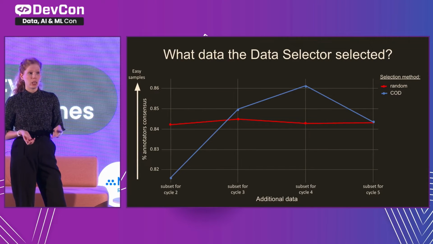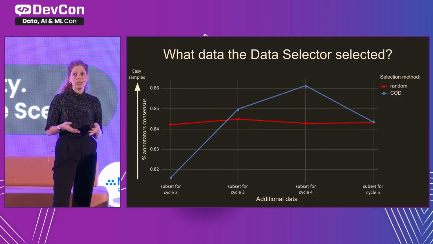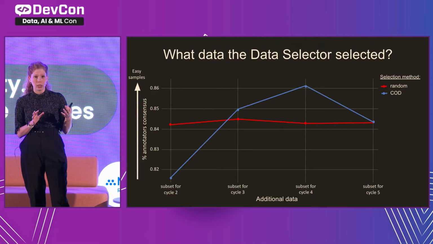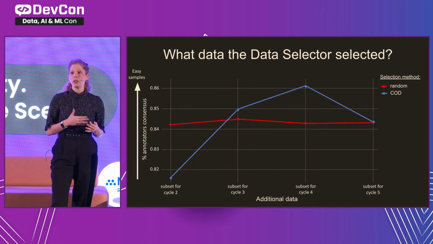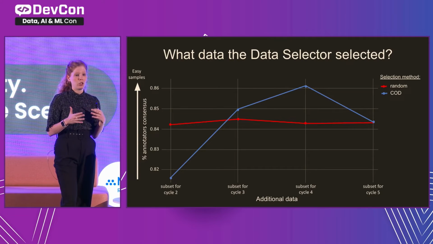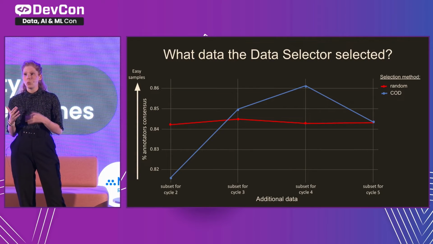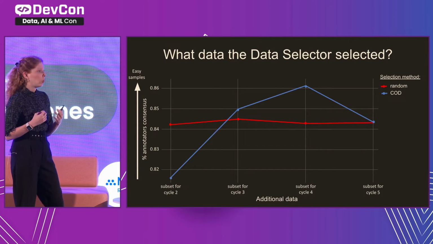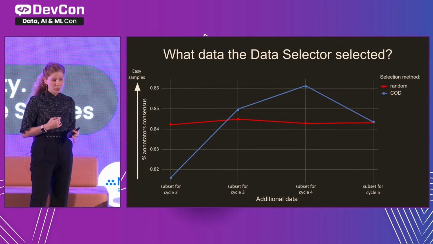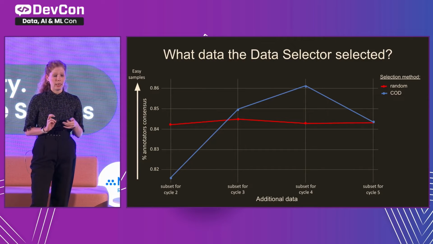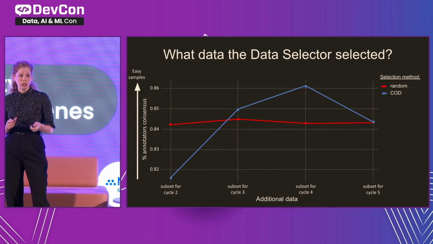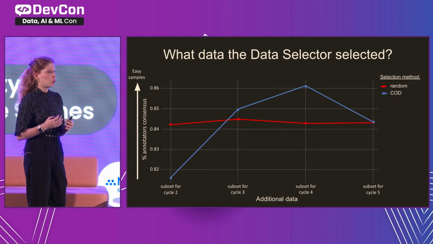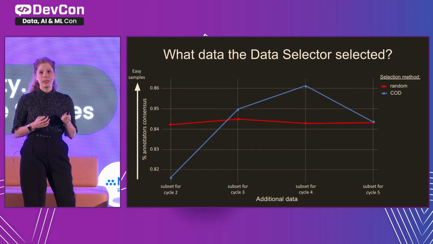The y-axis is the consensus between the annotators, and the x-axis is the data set that our data selector chose at each execution between 2 consecutive training cycles. What we can see here, again, the red is random sampling, and it's pretty much a flat line. Just as expected, we choose randomly, we get similar consensus, and the blue line is when we choose our data wisely using the consistency method. If we take a look at cycles 2, 3, and 4, we can see the expected behavior. At each time point we execute our data selector, the data selector shows the hardest samples that it has at this time point.